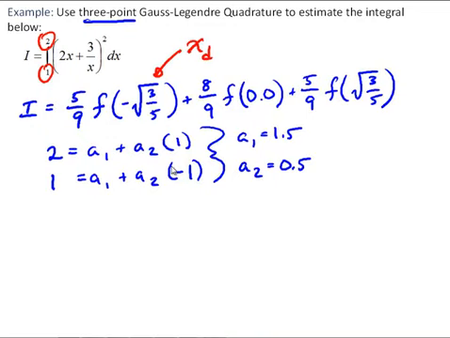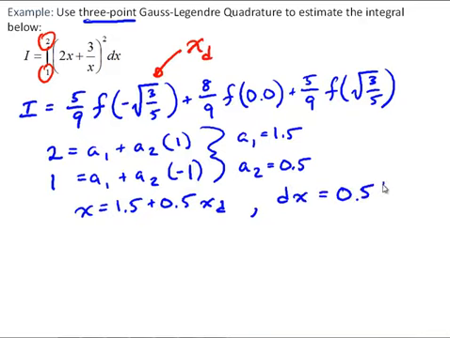So now we know that x is equal to 1.5 plus 0.5 xd. Now, similar to when you do a u substitution in calculus, we also need to calculate what we're going to substitute for dx. And so we see dx is equal to 0.5 dxd. We'll plug those back in as our integrand.